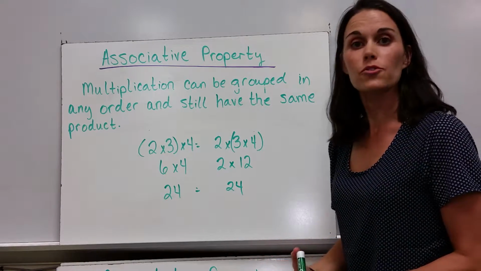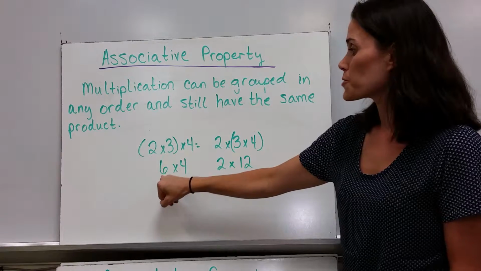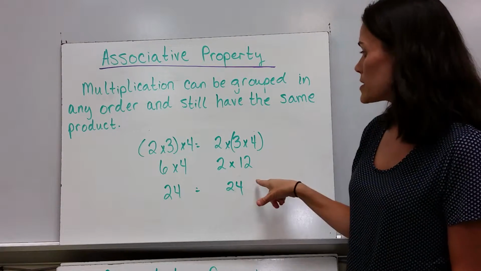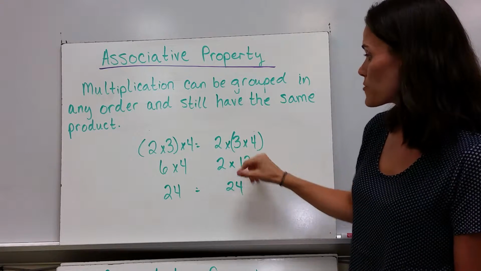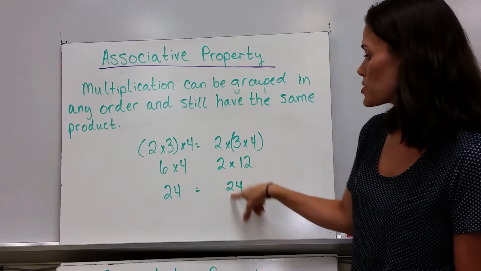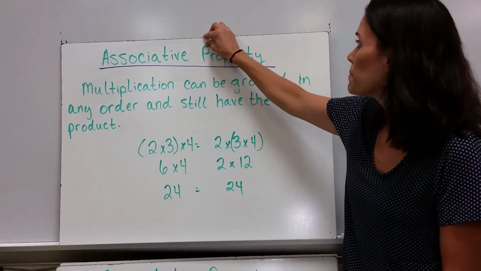In math, you have to do the parentheses first. So in this one, we'd have to do the 2 times 3 first, which is 6. Multiply that by 4, and you get 24. In this scenario, we have to do the parentheses first. So we're going to start with the 3 times 4, which is 12. And then times it by the 2, you still get 24. So it can be grouped in any order, any way you want.